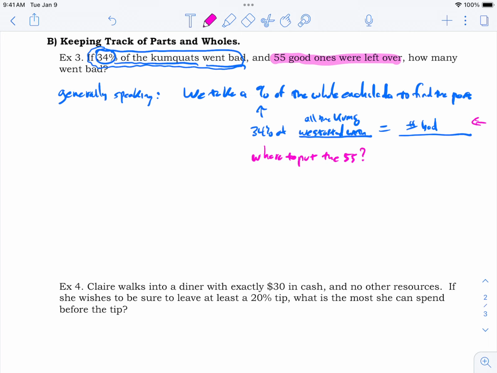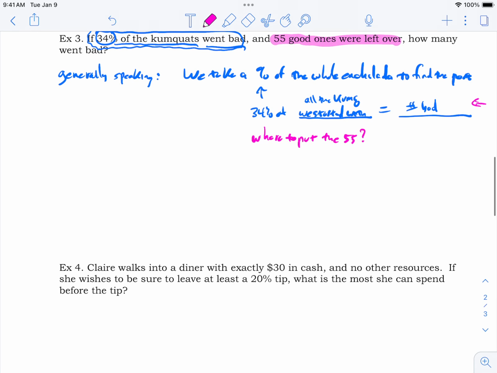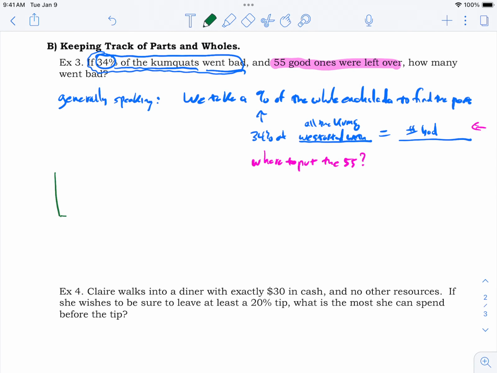So what that means is we're not going to be able to set this up as an equation because we don't know how many kumquats we started with. We don't know how many were bad. What we know is how many were good. Now, in these cases, I like to always draw some kind of picture to keep track of what's going on here. So pictures usually go like this. You say, well, I had a whole bunch of kumquats. There's my kumquats. So I'll just say all the kumquats right there.